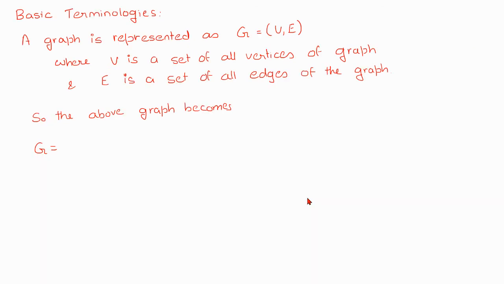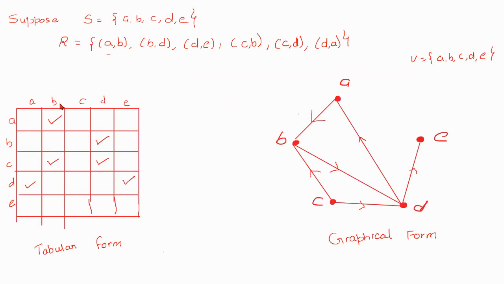Okay, now we'll see some basic terminologies. A graph is represented as G = (V, E). I already said that mostly a graph is represented by capital G, and in its case the set of vertices and the set of edges is also defined. Where V is the set of all vertices of a graph and E is the set of all edges of the graph.